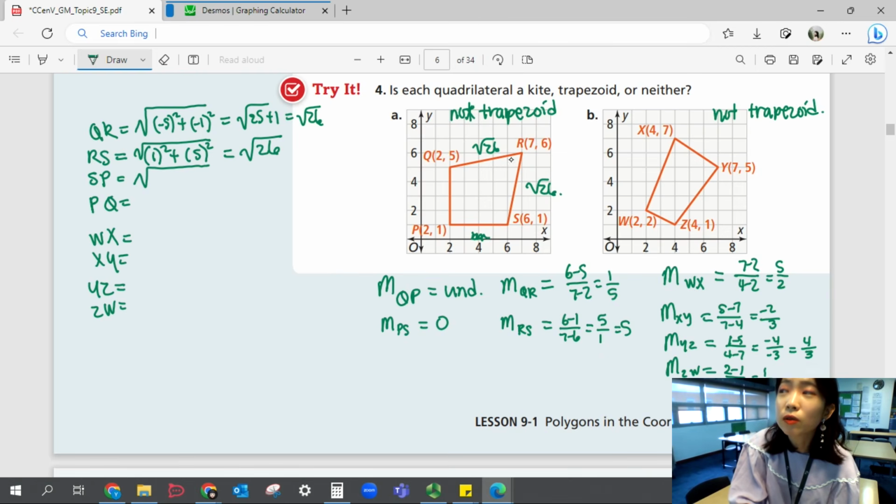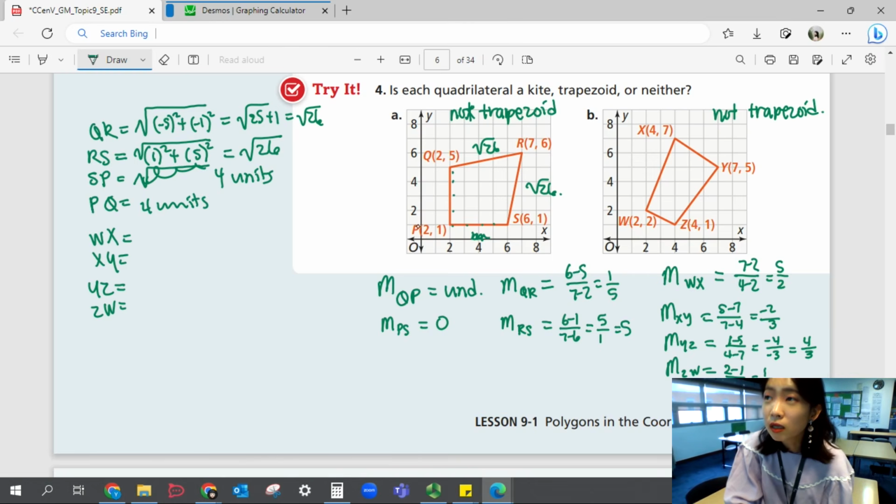So that's square root 26, square root 26. Those are consecutive sides that are equal, so we're getting close. And if we just count the units here by graph, that's also fine because they're strictly vertical and horizontal lines, right? So 1, 2, 3, 4. 4 units. 4 units. 4 units as well. So they're equal and they're equal, and they're consecutive sides that are equal, and no opposite sides are equal to each other, right? So this is a kite.